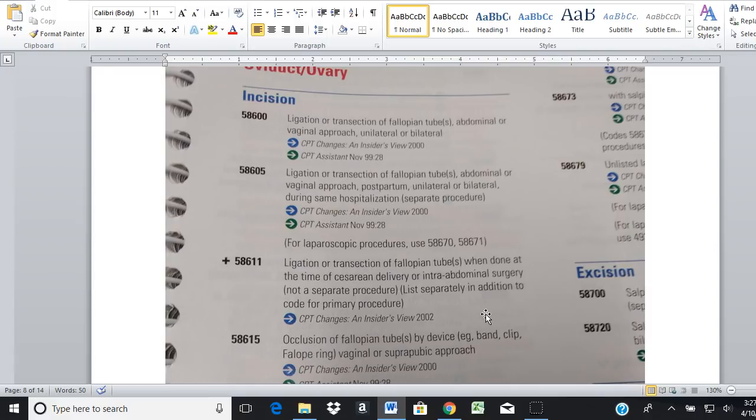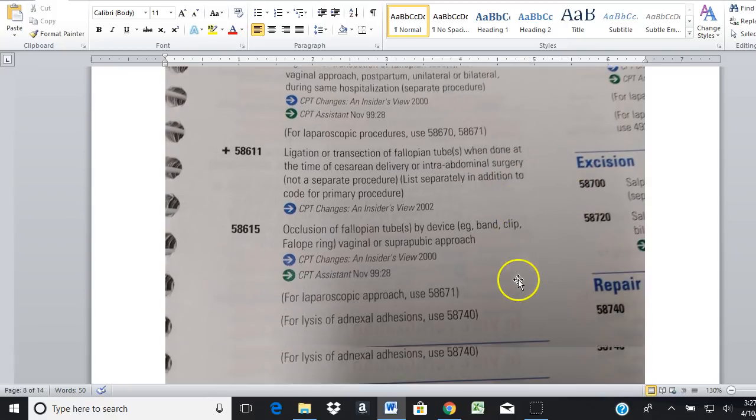So for instance, if they are going to be removing a fibroid from someone's uterus, and while they're doing that, they're also going to do a transection of the fallopian tubes, we would add on 58611. But we need to be careful again because this is when done at the same time. Now, if a woman has to come back 6-8 weeks after she has the baby, 2-3 months perhaps, then we need to know how we are doing it.